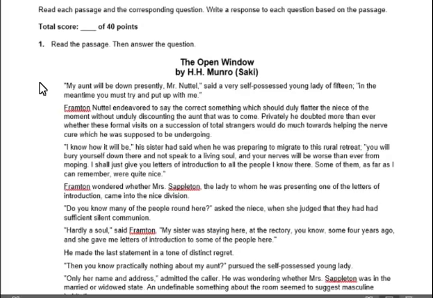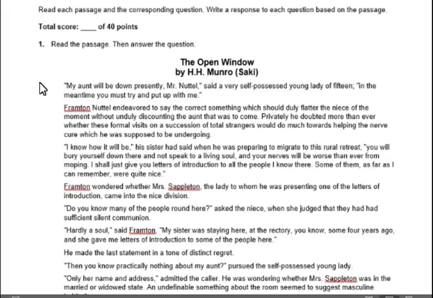I know how it will be, his sister had said when he was preparing to migrate to his rural retreat. You'll bury yourself down there and not speak to a living soul, and your nerves will be worse than ever from moping. I shall just give you letters of introduction to all the people I know there. Some of them, as far as I can remember, were quite nice. Frampton wondered whether Mrs. Stapleton, the lady to whom he was presenting one of the letters of introduction, came into the nice division.